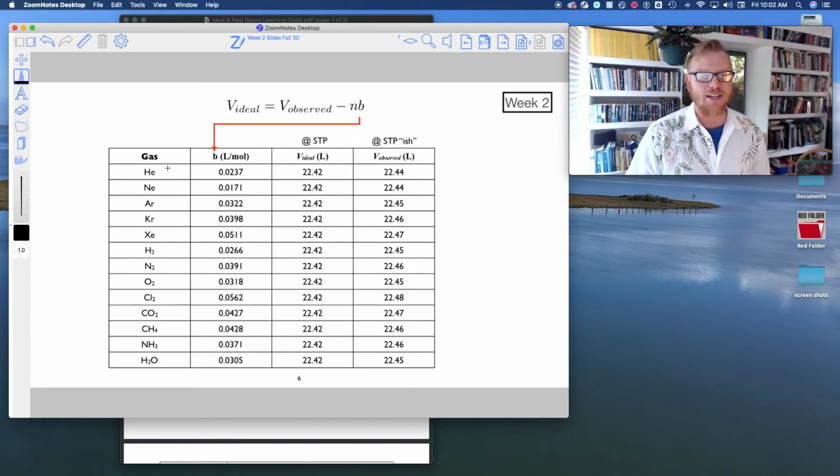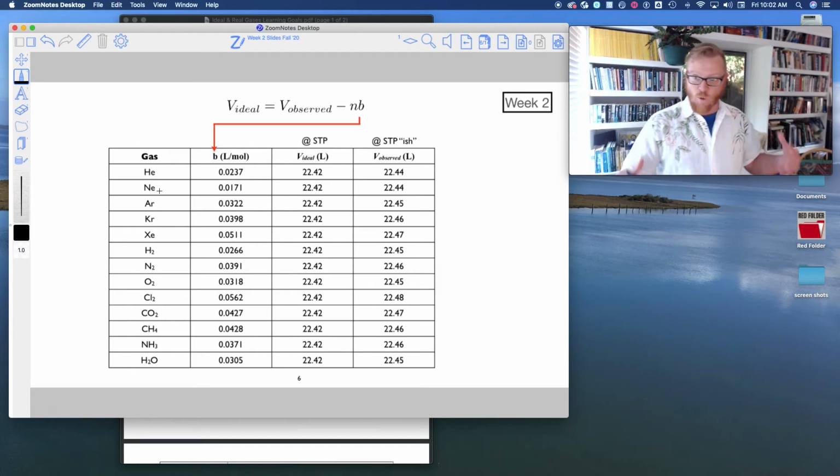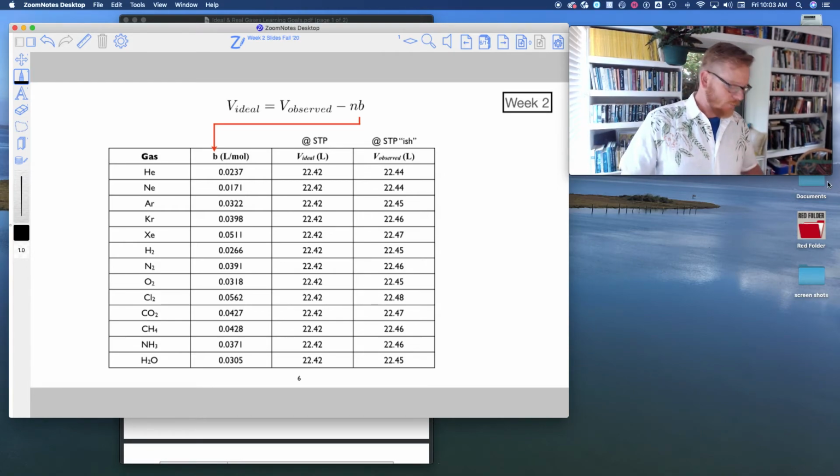Helium actually occupies more space than neon, and that's due to neon's nucleus, right? It has more protons in it, and it can suck in those electrons just a little bit tighter. But then when we get up to argon or even krypton or xenon, you can see that the atoms are getting bigger, right? So they occupy more volume, okay? And then certainly chlorine is fairly large at 0.0562. Water, surprisingly, is pretty small because water can actually cram together quite efficiently, okay?